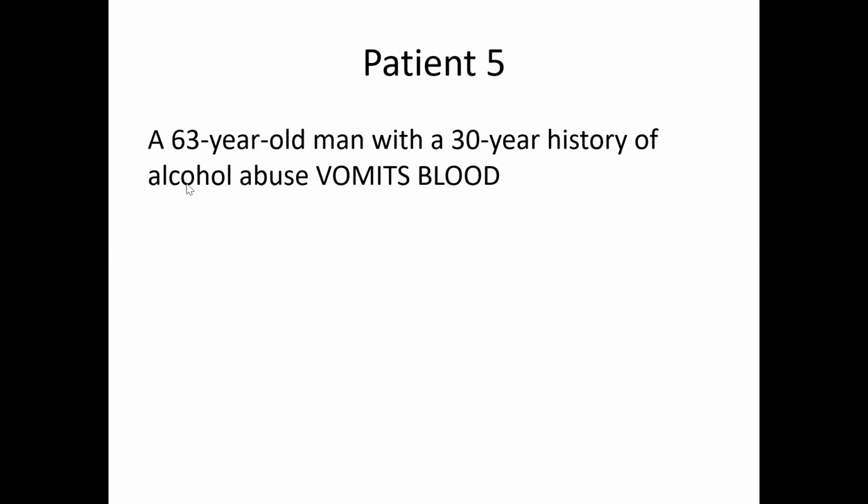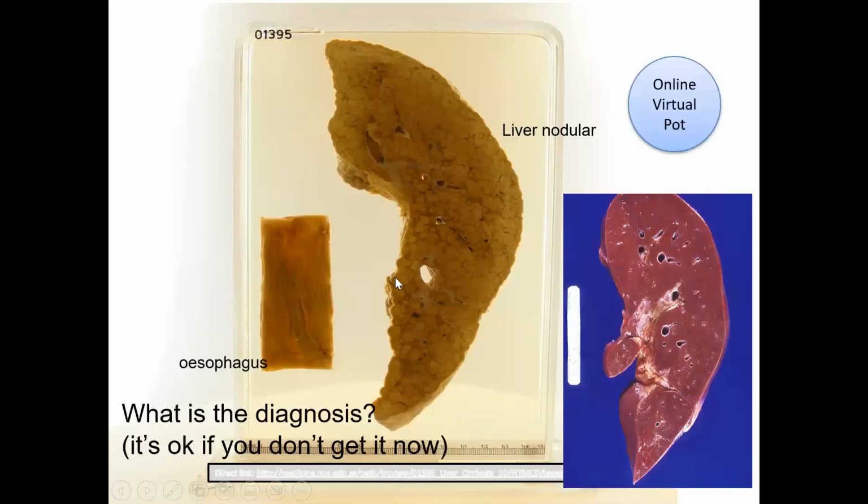So I promise I'll go through this case of a 63-year-old man with a 30-year history of alcohol abuse, vomiting blood in your clinic. So alcohol abuse means that he's been drinking lots of alcohol over long periods of time, and this damages several organs, most notably one's liver. So this organ here, this is the liver, and this piece of tissue here is the esophagus or the food pipe, which we have opened this way.